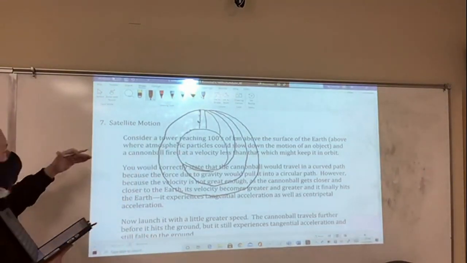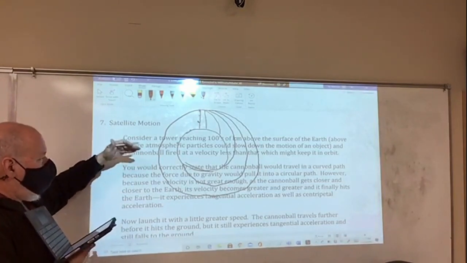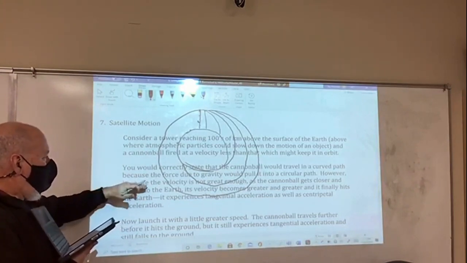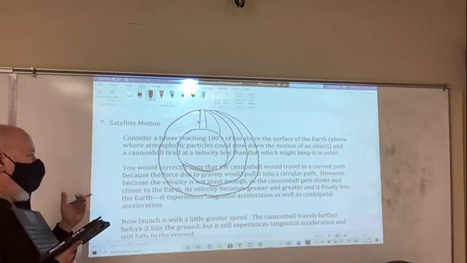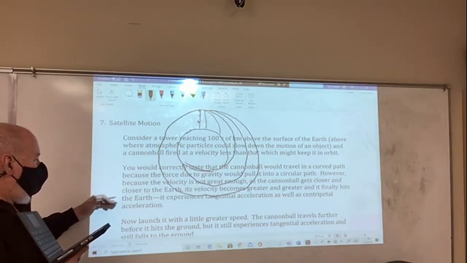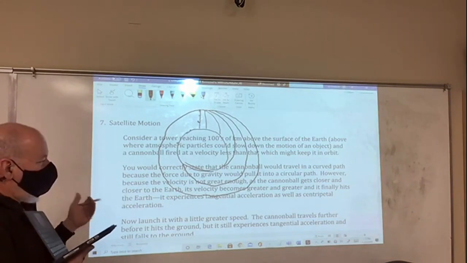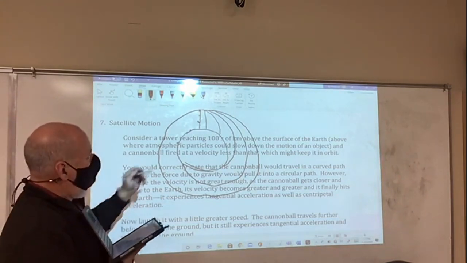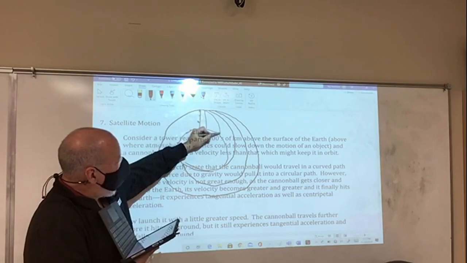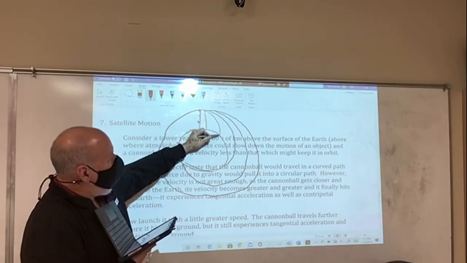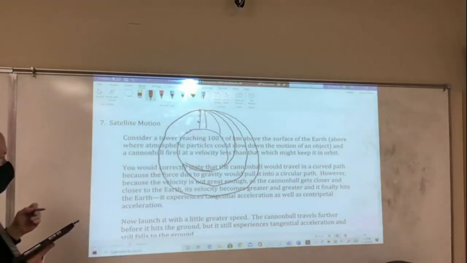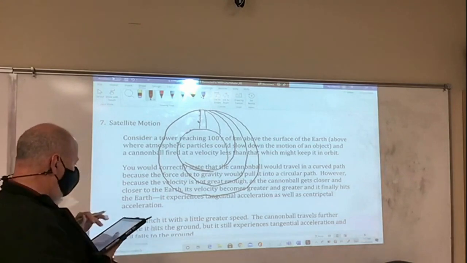So when you think about this, you would correctly state the cannonball would travel in a curved path because the force due to gravity would pull it into a circular path. However, because the velocity is not great enough, as the cannonball gets closer and closer to Earth, its velocity becomes greater and greater, and it finally hits the Earth. It experiences a tangential acceleration. Remember, we talked about the fact that it's going to increase in its speed along its path around the circle as well as be accelerated in a circle. So it's going to have both tangential and centripetal acceleration.